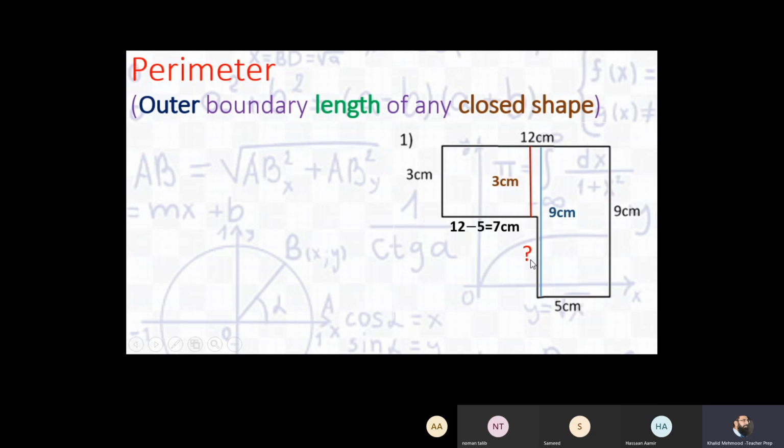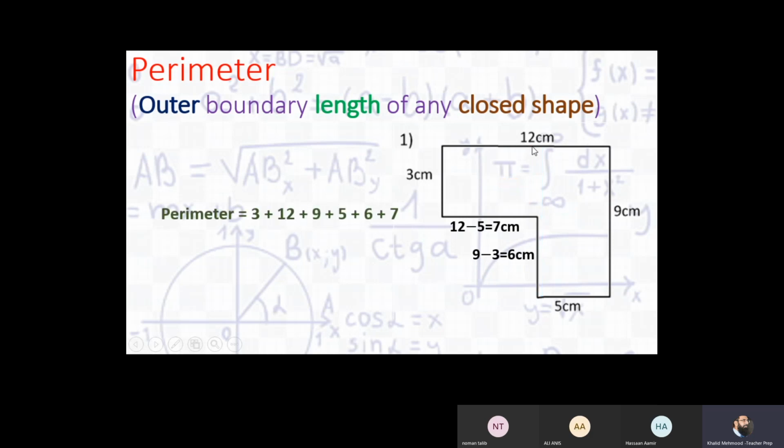Now we can calculate this side by subtracting 9 minus 3, so 9 minus 3 is equal to 6 centimeters. Now we have found this side and this side, so all sides are given. Now we can find the perimeter.